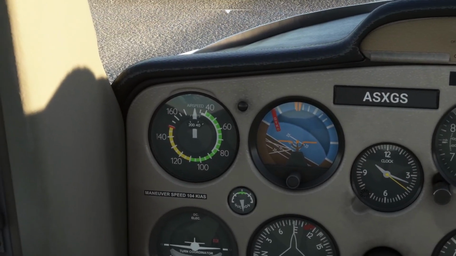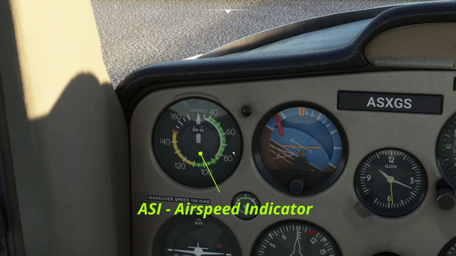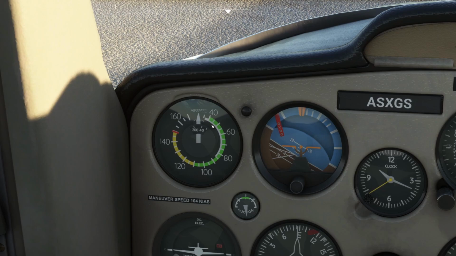So the first instrument we'll go through is our ASI, our airspeed indicator, and we have all our speeds around the outside. The green arc is your normal operating speed area. The white arc is your flaps speed, so you can deploy flaps at any point during the white arc, but you should never exceed here. This is the max speed for your flaps.